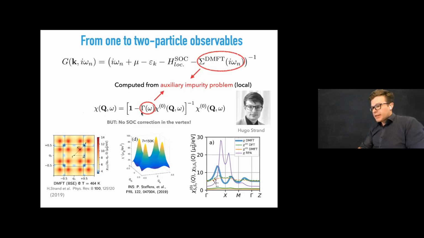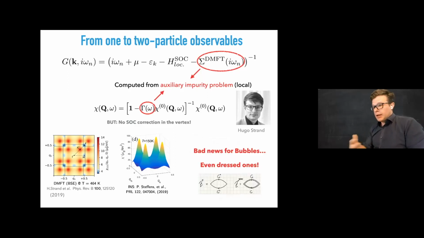And also here, just like in the single particle observables, the spin-orbit coupling was not included on the level of the vertex, but only on the level of the single particle propagator in the diagrams that make up the response function. And also that works very nicely here. However, the further analysis of the two-particle observables had also another conclusion, namely bad news for bubbles. What I mean by this is that the vertex corrections in these materials turned out to be crucial. And even if you dress your bubbles with DMFT self-energies, the results are quite unsatisfactory.